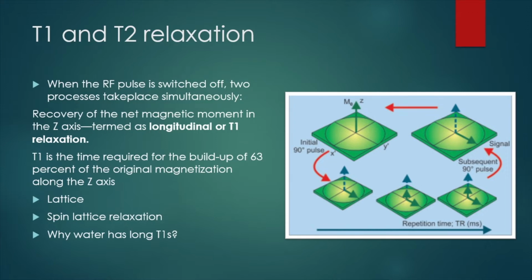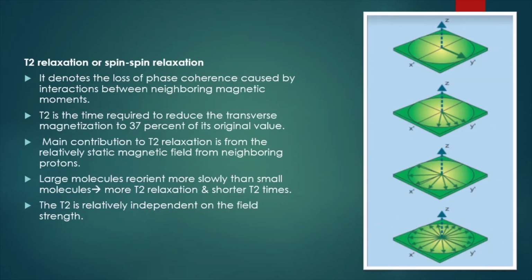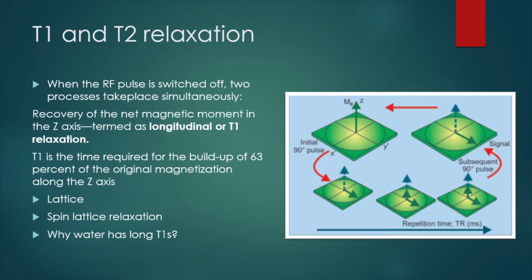So now we come to the T1 and T2 relaxation. Yes, ma'am. So when the RF pulse is switched off, two processes take place simultaneously. T1 and T2 relaxation take place simultaneously.